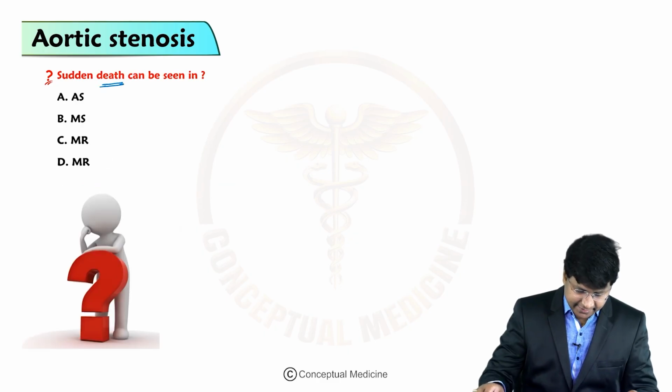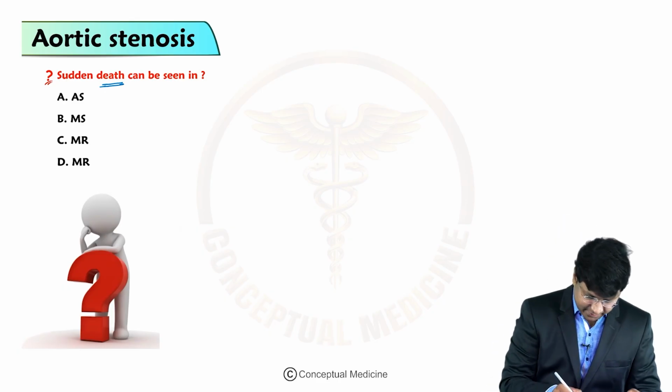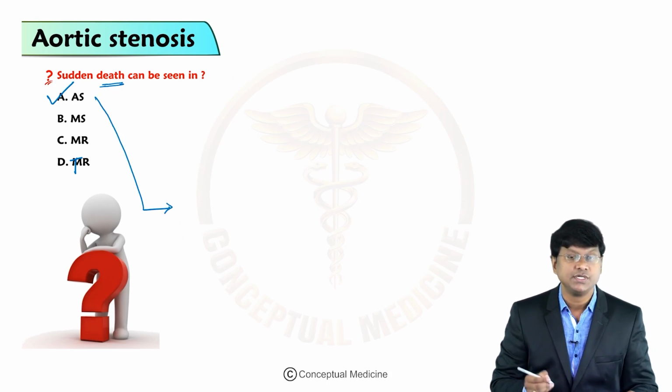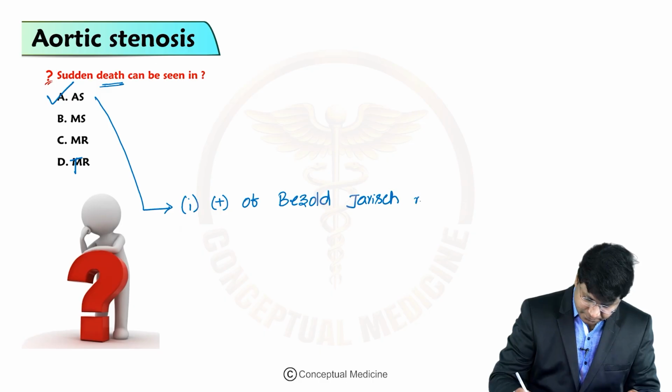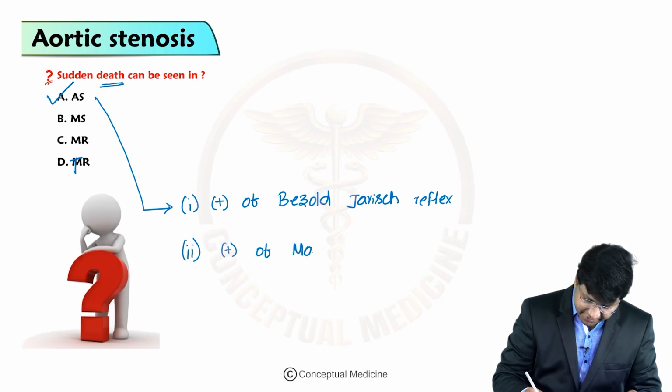Next, sudden death can be seen in aortic stenosis, mitral stenosis, MR and then TR. The answer is aortic stenosis. Now what is the cause of sudden cardiac death in patients with aortic stenosis? That is due to number 1, activation of the Bezold-Jarisch reflex, right? Number 2, activation of malignant ventricular arrhythmias.